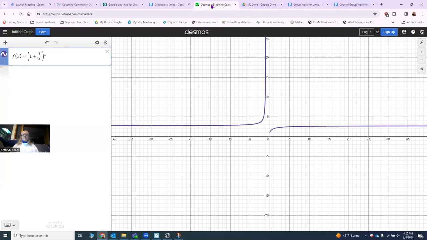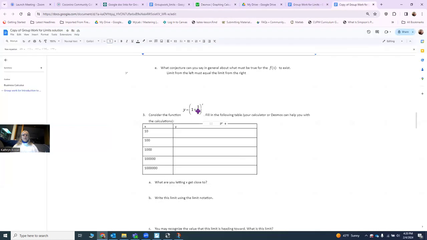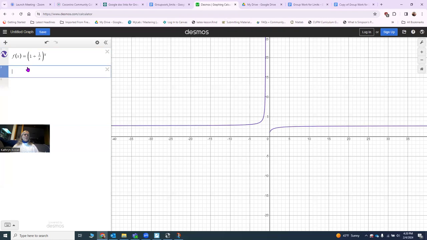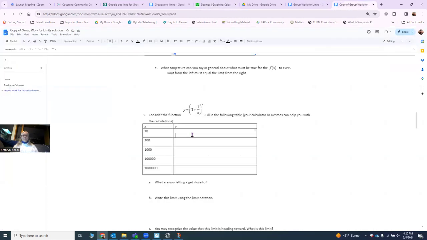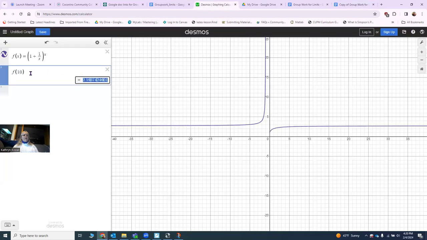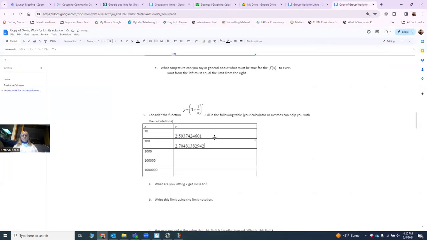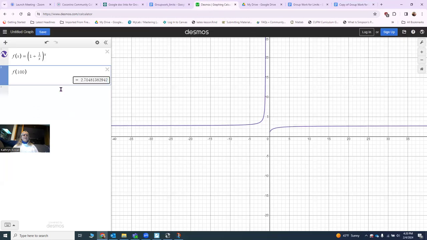Let me make sure I typed it in right. 1 plus 1 over x, to the x. That's what we wanted. And it looks like we're going to let it be 10, then 100, then 1,000, then 10,000, then 100,000. So we're letting the numbers get really big. When we're letting x get really big, I got 2.5 something when I had it 10. Now if I make it 100, I notice I get 2.7 something.